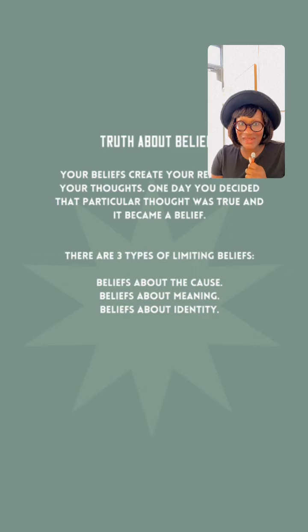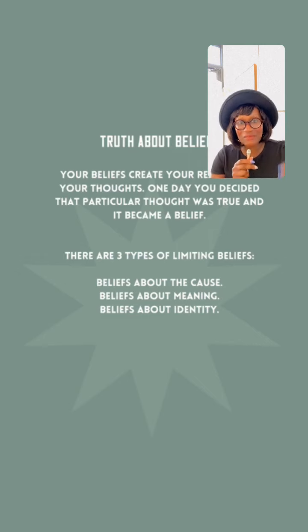beliefs, right? Your beliefs are responsible for your thoughts. One day you decided a particular thought was true and it became a belief. So within those blocks, you also have 1 to 3 types of limiting beliefs. Okay? So you have a minimum of 15 negative money beliefs, a minimum, that you're working with here. So you have the belief about the cause of this block, an issue.